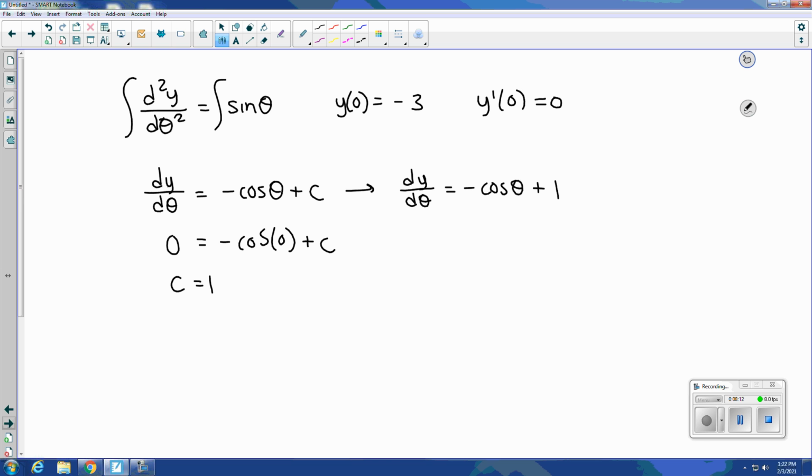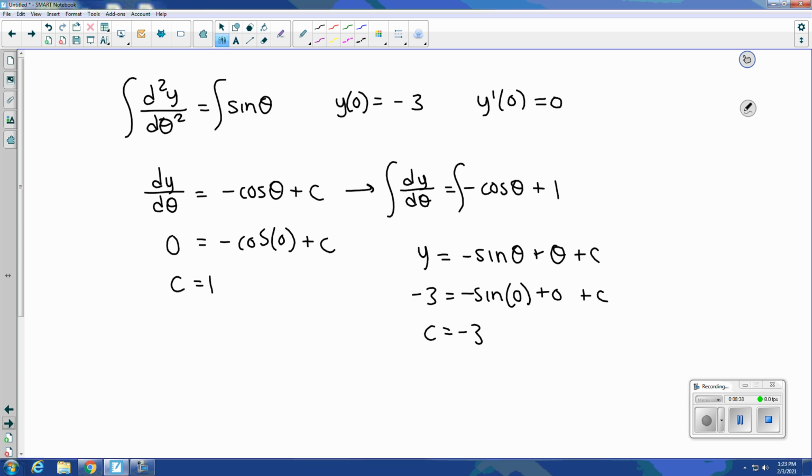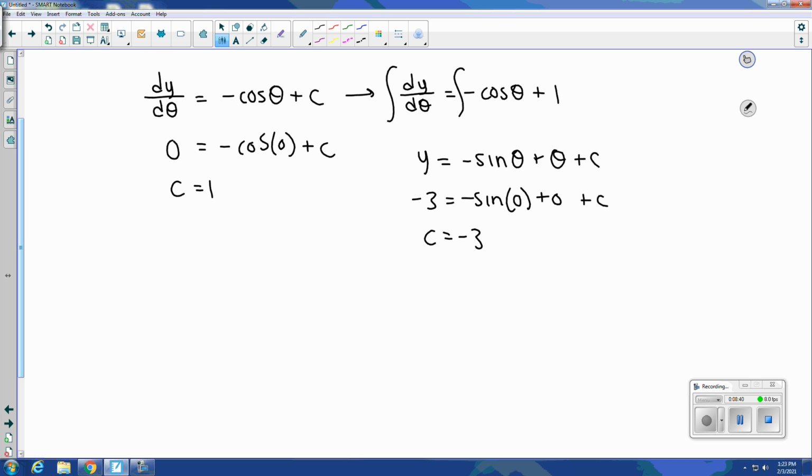Now we have to find the original function y, so integrate both sides. Negative sine theta plus theta plus c. Don't forget that plus c. We know when we plug in 0, we get -3. Sine of 0 is 0, so c must equal -3. So let's finish this thing off. y should equal negative sine theta plus theta minus 3.